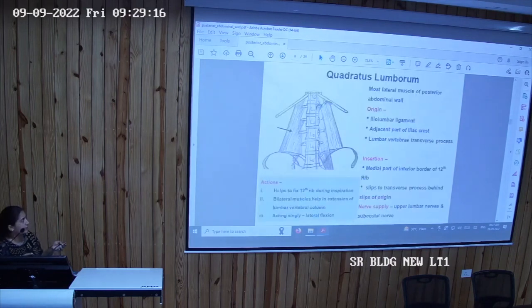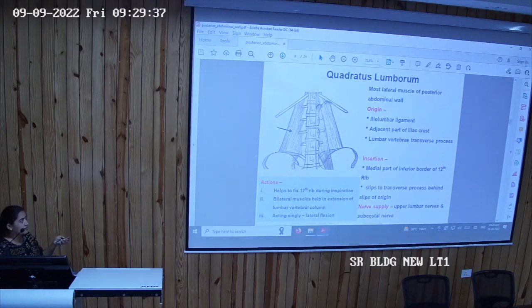Then comes the quadratus lumborum. This quadratus lumborum, if you remember, is forming the lateral arcuate ligament, and it is the lateral muscle of the posterior abdominal wall. So here is extending the quadratus lumborum. Quadratus lumborum was attached on the iliac crest. There is attachment of the quadratus lumborum on the iliac crest.